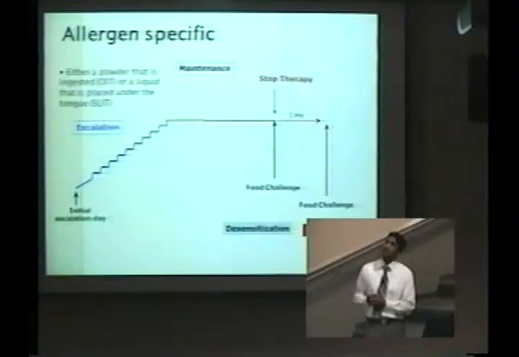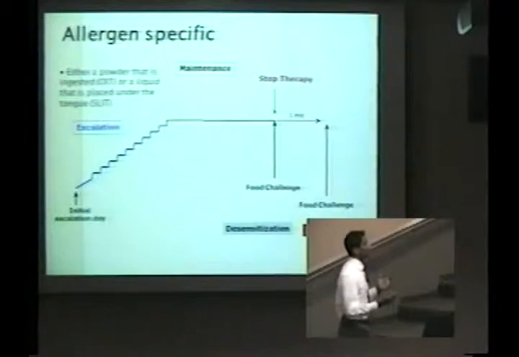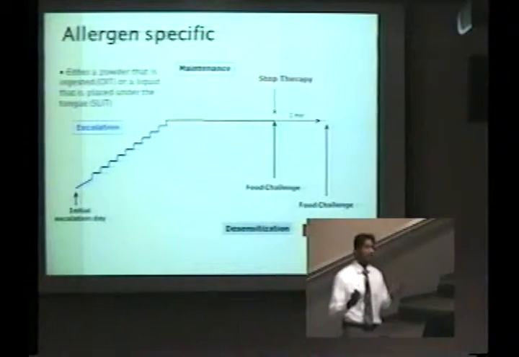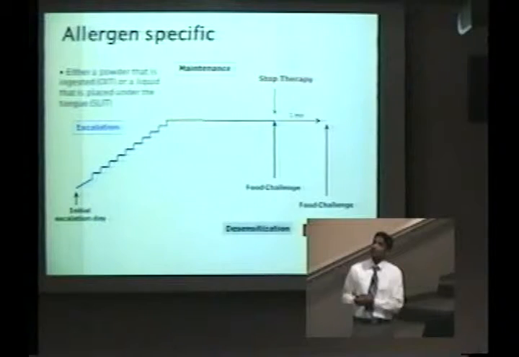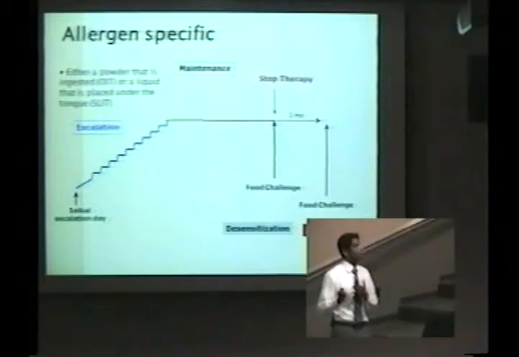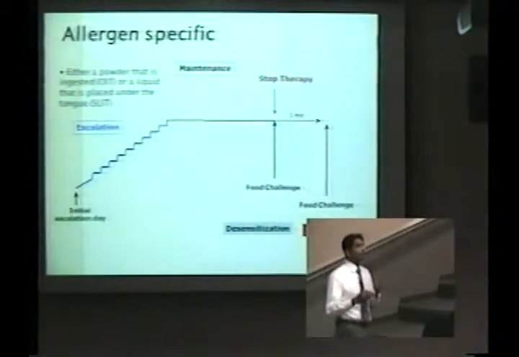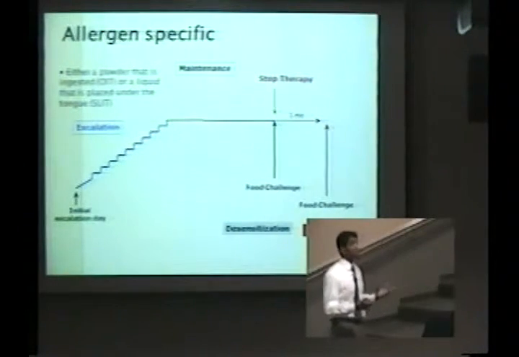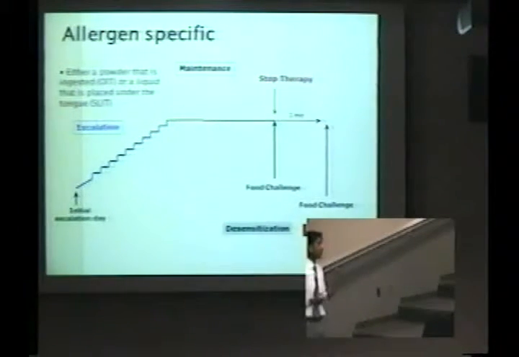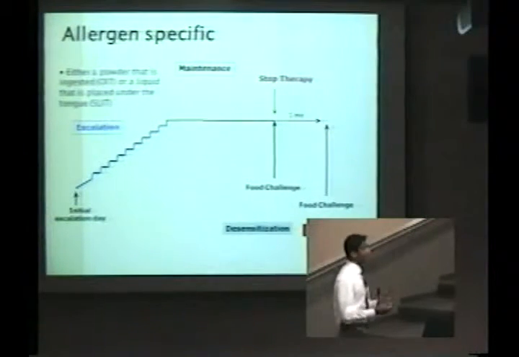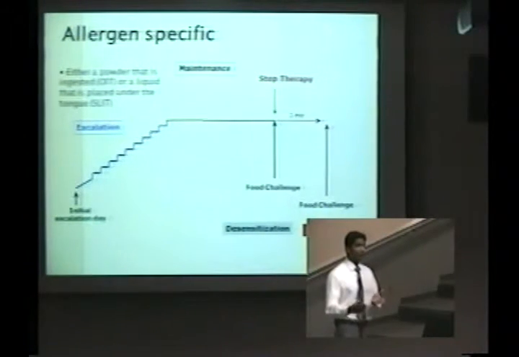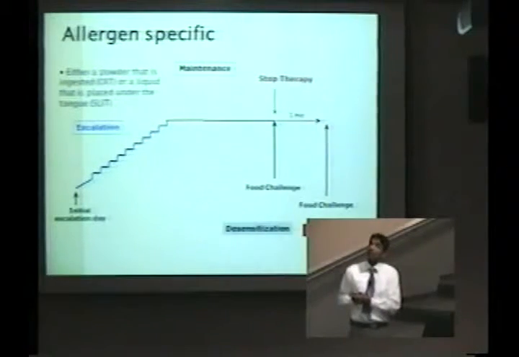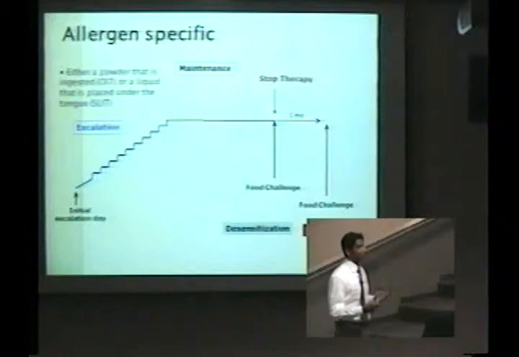Once they get to maintenance, they stay on that for a certain period of time, and each trial has a different length. Then we do a food challenge, which measures desensitization: have we done anything while the patient is on therapy? Then we take them off therapy, for a month. Some places do 6 weeks or 2 months. Then we do a final food challenge to test for tolerance. After we stop the therapy and they continue to avoid that food, have we actually cured the disease? Whatever protection they got here, do they still have it here? That's what we're testing for.